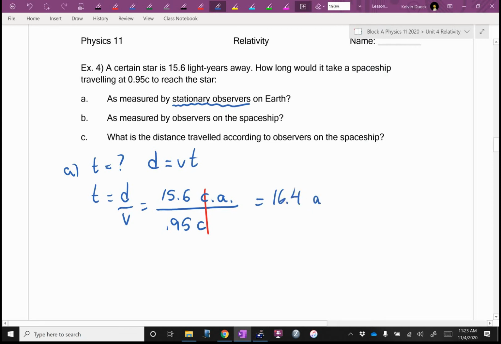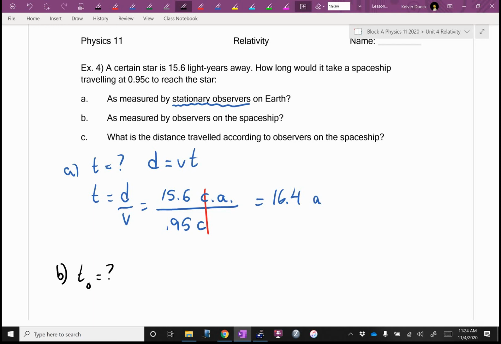Is that what the spaceship will experience? No. Part B, as measured by observers on the spaceship. What's this asking me to find? T0. Is there an equation on my green sheet that has a T0 in it? Yep. Is the T0 by itself in that equation? Nope. What's the square root doing to the T0? Adding, subtracting, multiplying, or dividing?